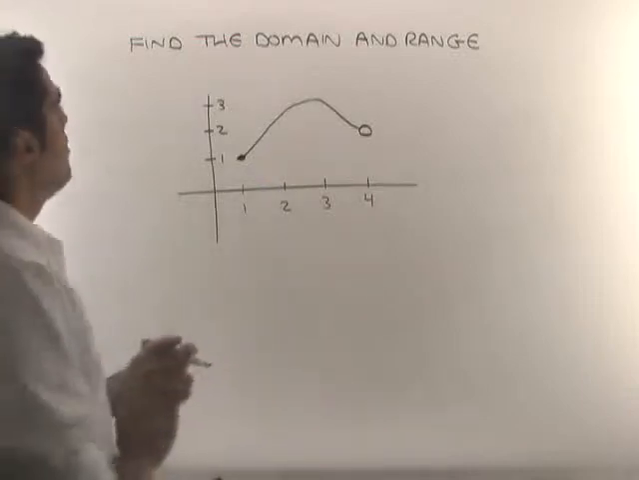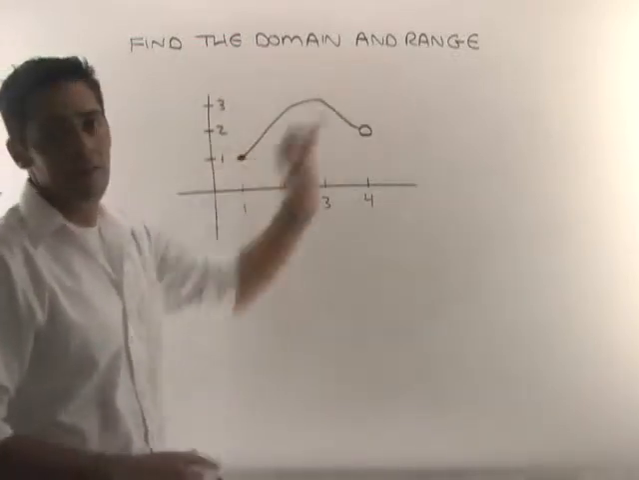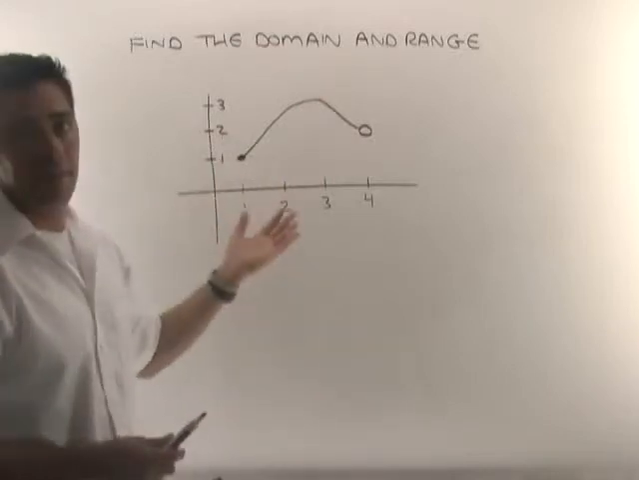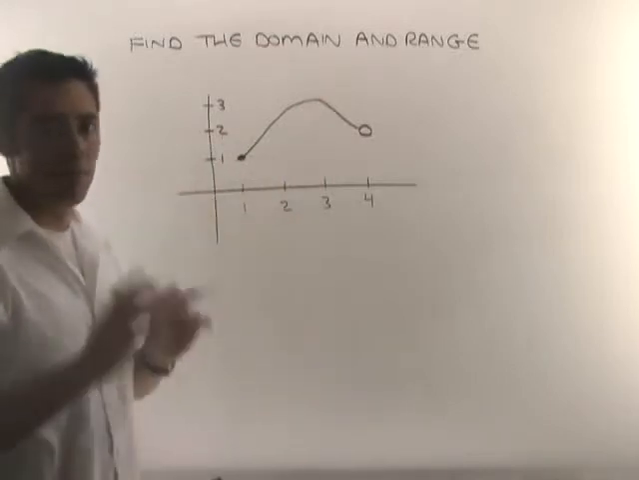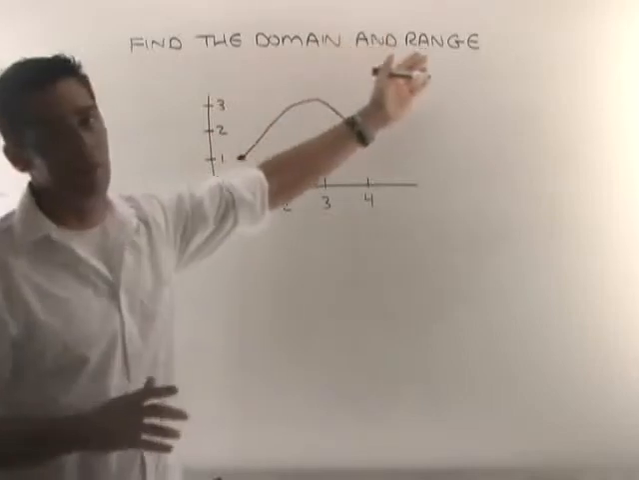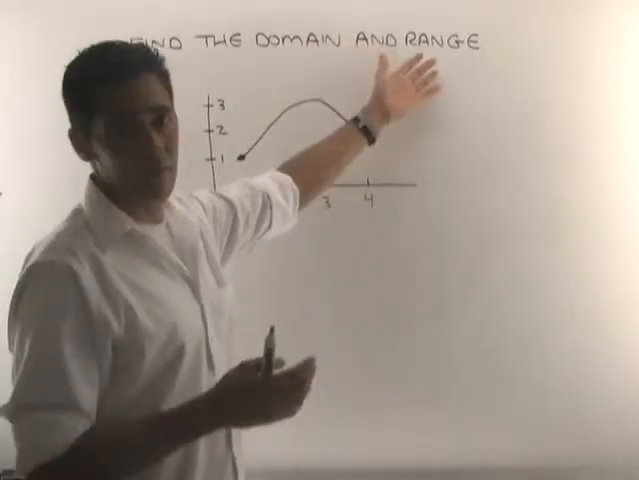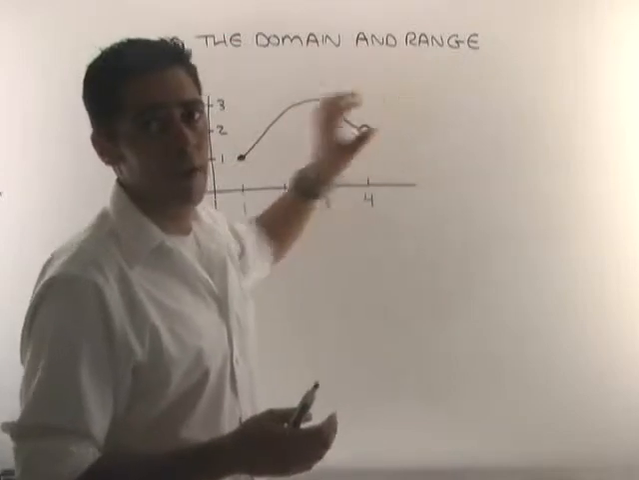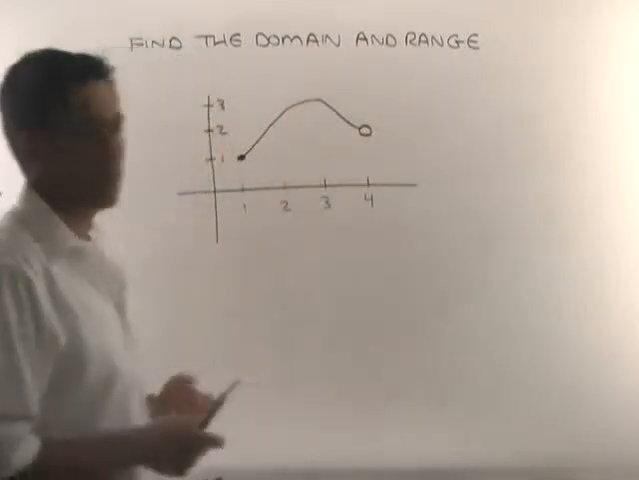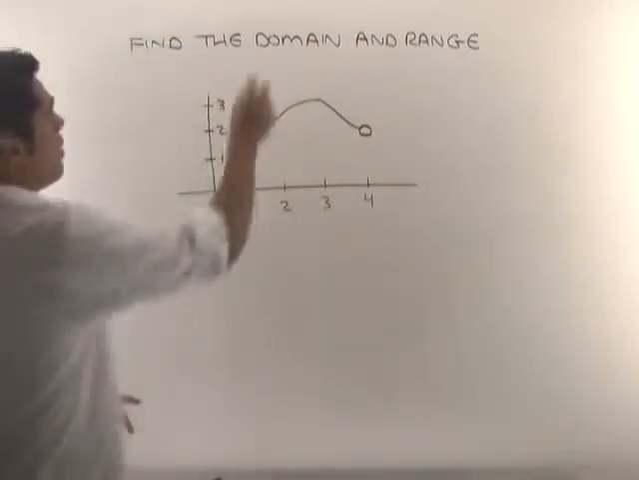All right, in this problem we're asked to find the domain and the range, but we're given a graph. And whenever we're given a graph, it becomes pretty easy to find the domain and the range. Normally, the domain is okay if we're given a function. The range is a little bit more difficult when we're given a function. But when we're given a graph, it becomes a little bit easier. So let's start here with the domain.